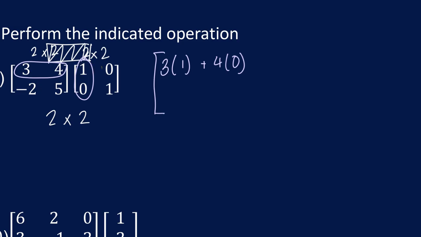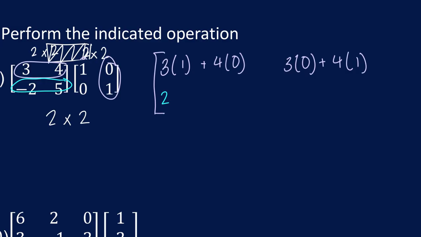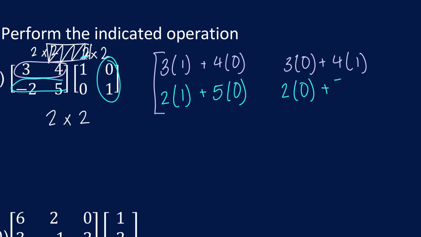So erasing this, going on to the next one. I'm going to have 3 times 0 plus 4 times 1. This one's pretty easy. And then going on to the last row, I have 2 times 1, so this column, plus 5 times 0. Going on to the next one, then I'm going to have 2 times 0 plus 5 times 1. Okay, that one was pretty easy. Again, it's only a 2 by 2.